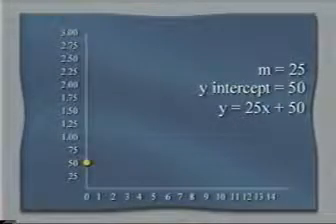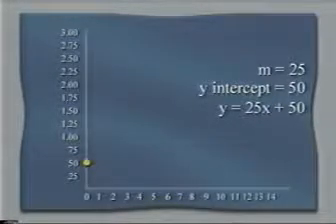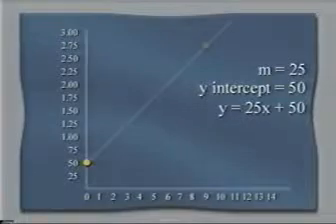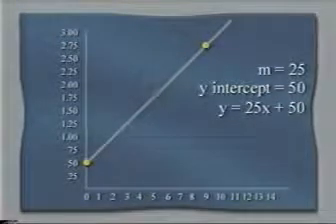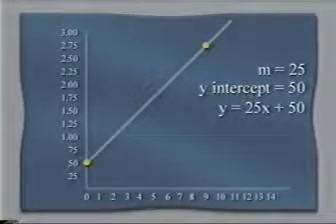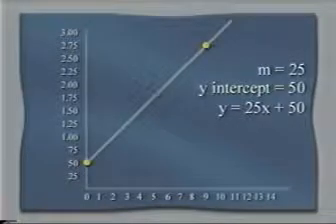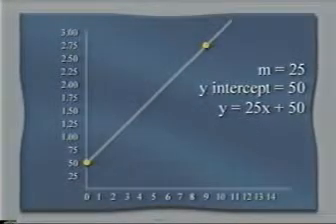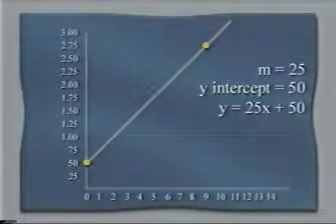Since 10 is the number of ounces, and it's 9 more than the first ounce, our x is 9. And if x is 9, then y is going to be 275. 275 cents is $2.75. So a 10-ounce envelope will cost us, in this system, $2.75.